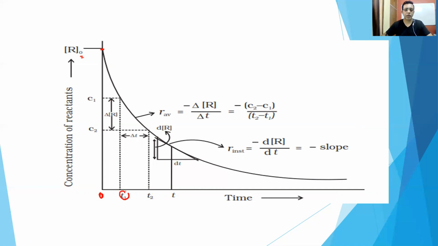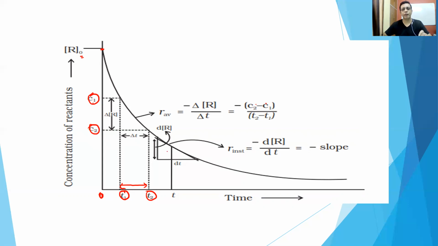When the time is T1, let the concentration be C1. And when the time is T2, let the concentration be C2. Now, between this time interval, T1 and T2, the average rate can be expressed as minus dR by dt. dR is the change in concentration of reactant, which is C2 minus C1. So C2 minus C1 by T2 minus T1. This is how the average rate at a particular time interval can be calculated.